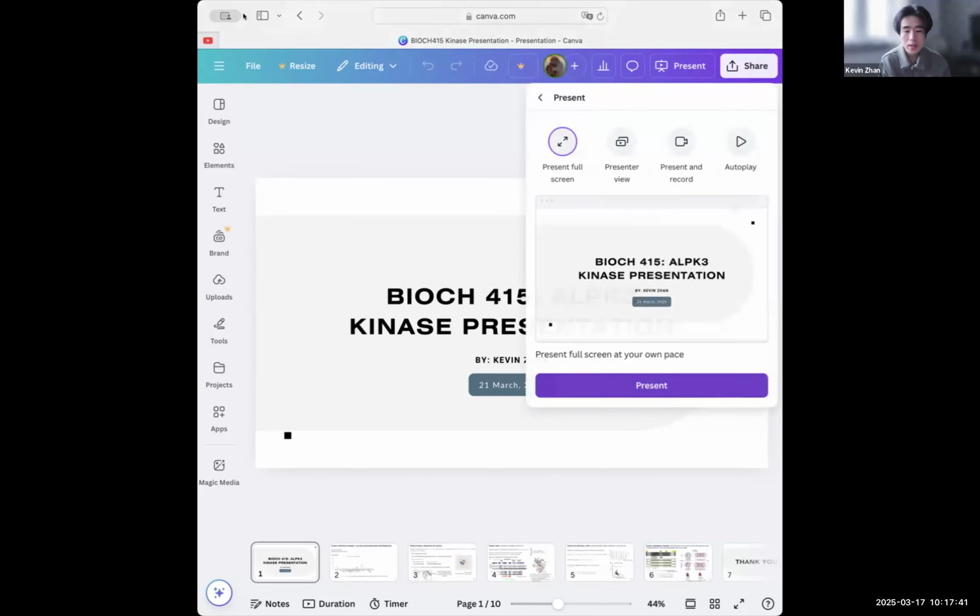Perfect. So hi, everyone. Today I'll be talking about ALPK3 kinase for my presentation. ALPK3 stands for alpha protein kinase 3. Its UniProt enzyme class are listed on the slide here. Its expression level is sort of broad, but it's concentrated primarily in the heart as well as in the skeletal muscle.